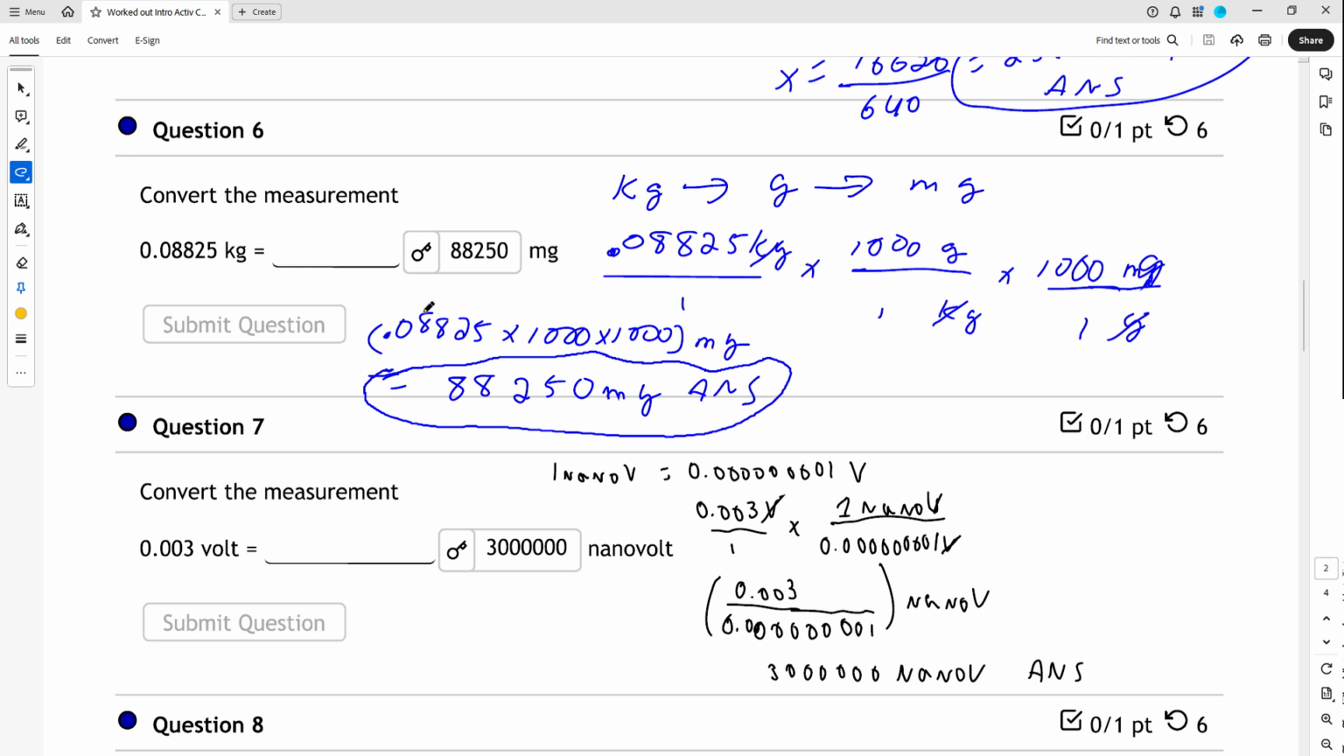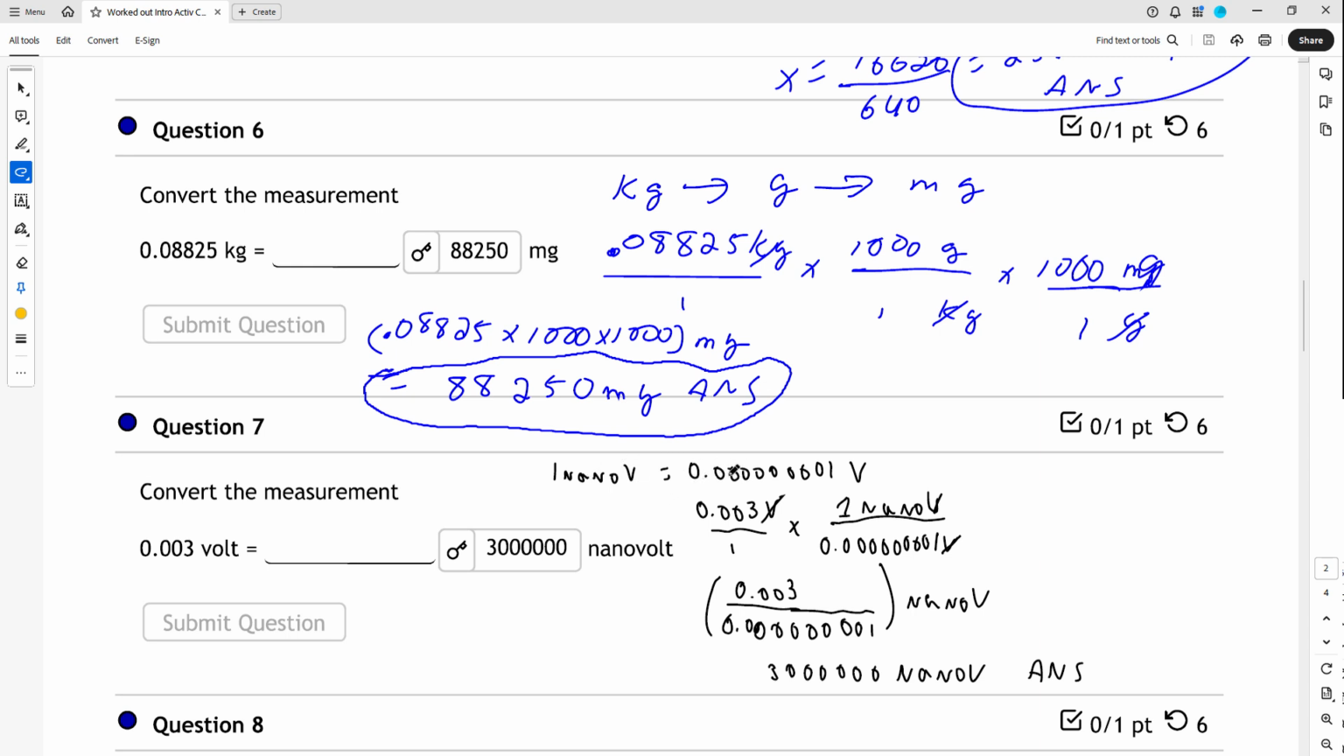And I multiply across the top, 0.08825 times 1,000 times 1,000. So here you can see that 1 kilogram has 1,000 grams, and 1 gram has 1,000 milligrams, and that's my answer. The next one here is convert to measurement. We have 0.003 volts converted into nanovolts. So that relationship is given here.